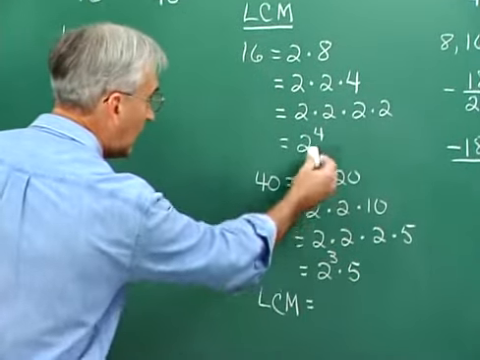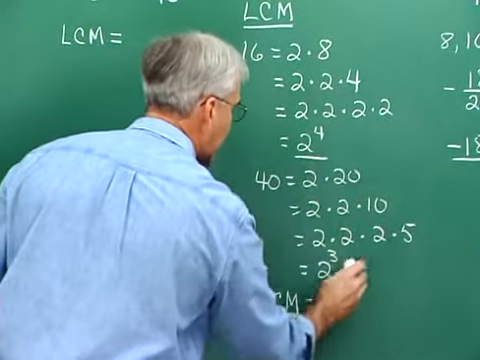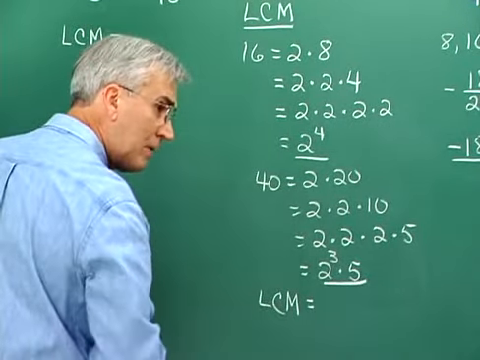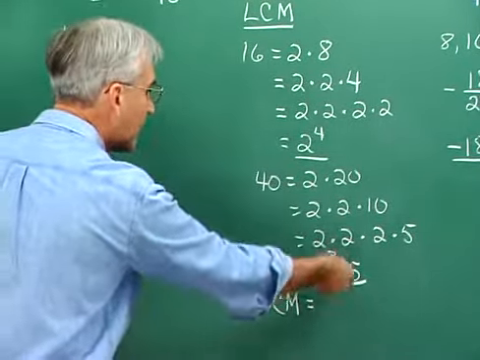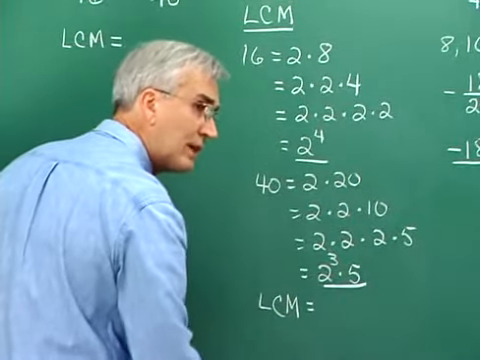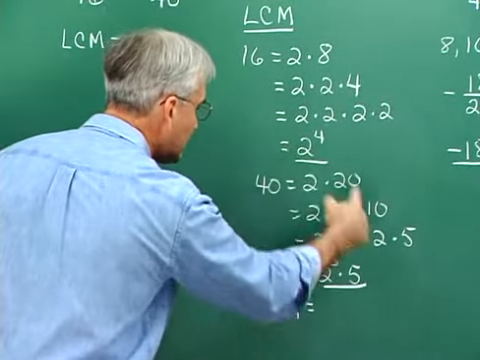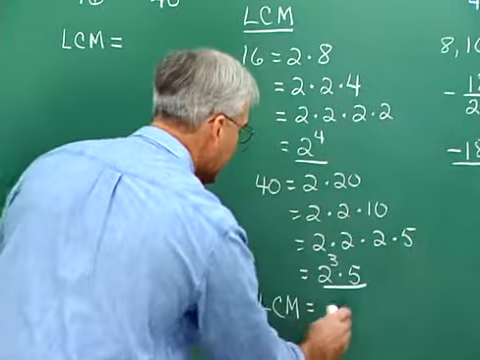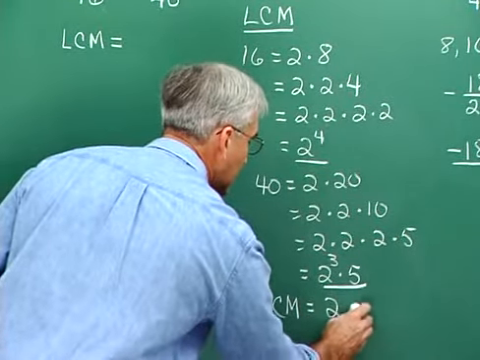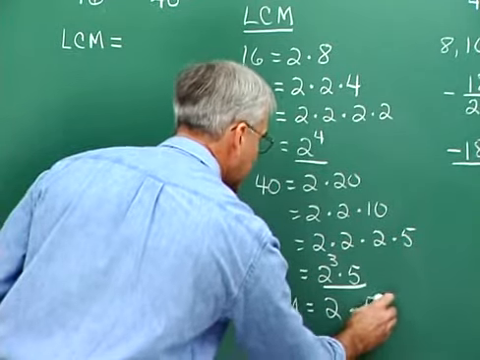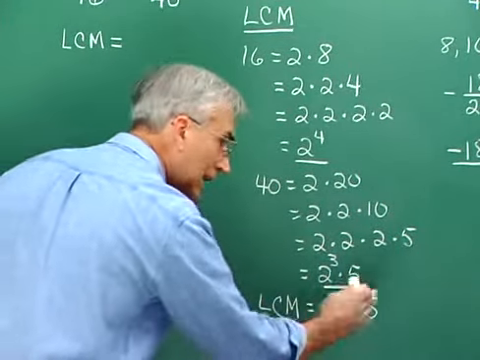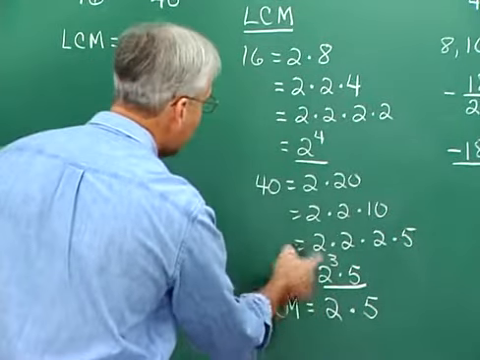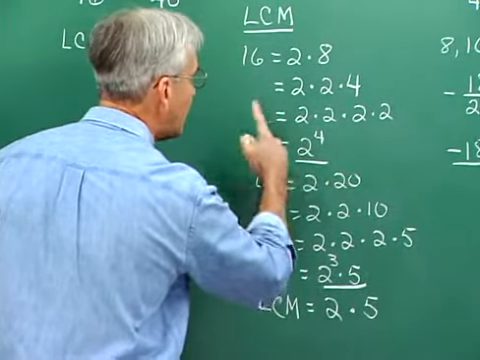And now I can look at these two and identify a least common multiple. The least common multiple will contain every different factor that we see. We see 2's here, and a 5 here. The only different factors that we have are 2's and 5's. So we're going to have 2's and 5's in our least common multiple, but how many of each of these are we going to have? We have 3 2's in 40, we have 4 2's in 16.